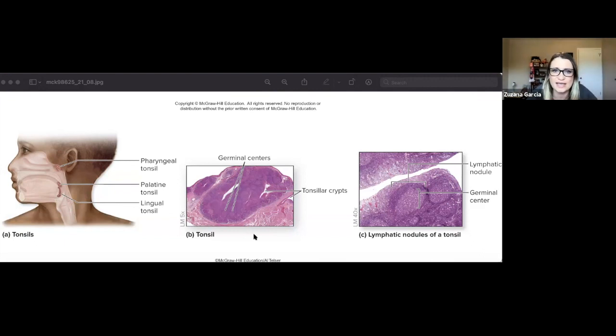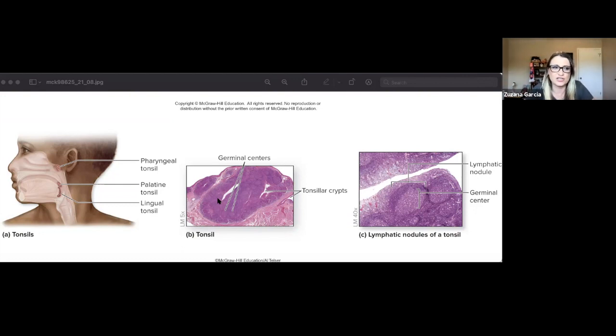What you can see inside of the tonsil, if you look at the microscope slide here, is that there is a bunch of lymphatic nodules. These lymphatic nodules are pretty much the same as what you would see in the lymph node. They have that mantle zone, that outer darker part, and then inside you have that germinal center, the lighter part. So structurally, and as far as what kind of cells there are, they're very similar. Location is different, of course.